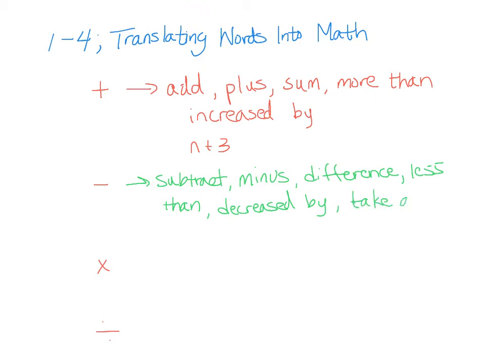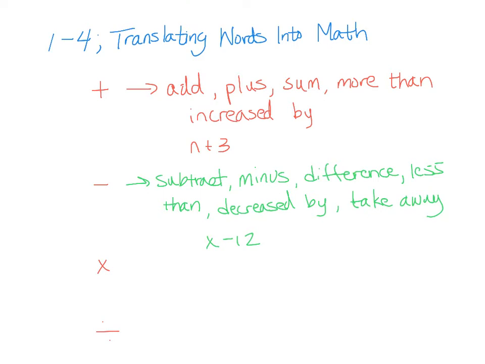So if I were to show you, that says x minus 12. It says subtract 12 from a number. The difference of a number and 12. 12 less than a number, or 12 less than x. X decreased by 12. So there's some of those examples for you and how you would use that.